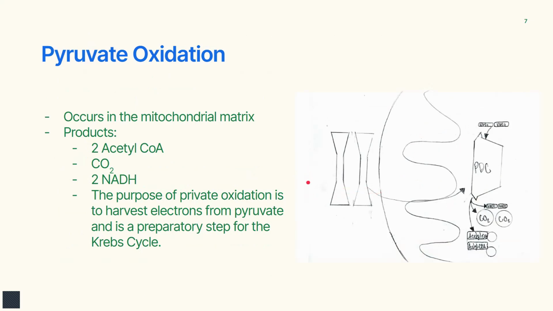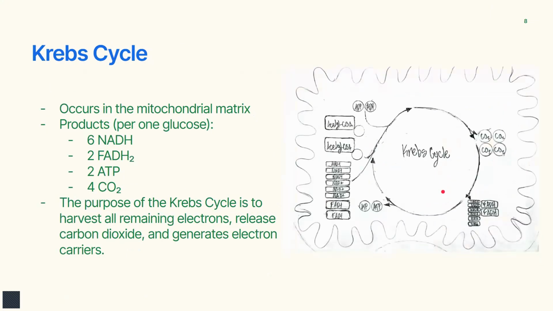Now, if you take a look at this diagram, you can see the 2 pyruvate. They are being taken into the mitochondrial matrix. They are attached to the PDC, which is our enzyme in this case. And if you look up here, you can see the 2 NAD pluses going into the reaction. And if you look down here, you can see the 2 acetyl-CoA after the reaction from the pyruvates, the 2 CO2 that exit the reaction, and 2 NADH. The next step is the Krebs cycle.